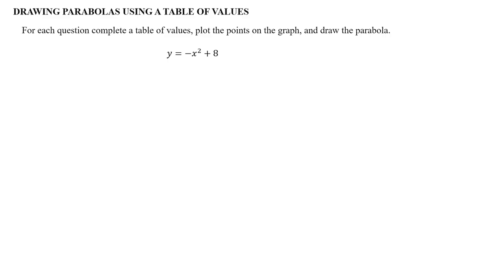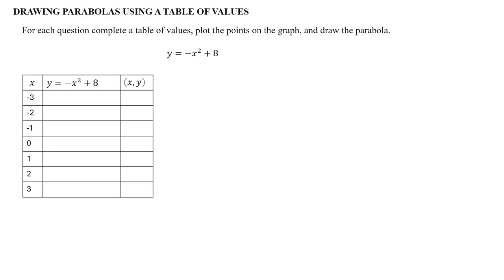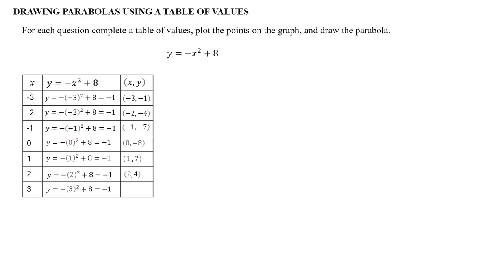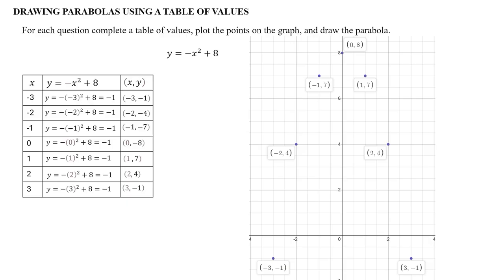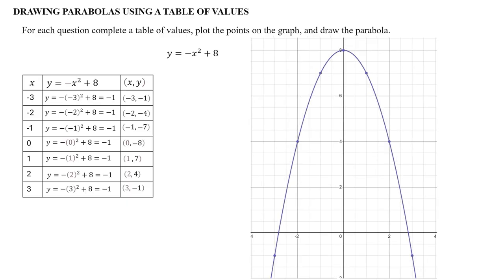Here is a second equation, y equals negative x squared plus 8. Once again, we're asked to complete a table of values. So we'll put in all of our coordinates, and then plot them on the Cartesian plane. Connect the points, and we have another parabola. This one opens down, however.